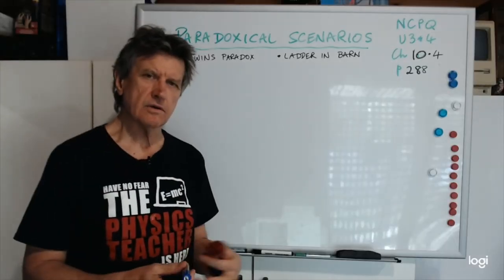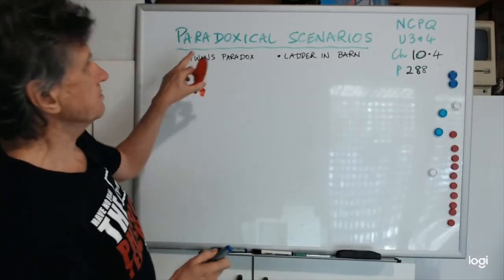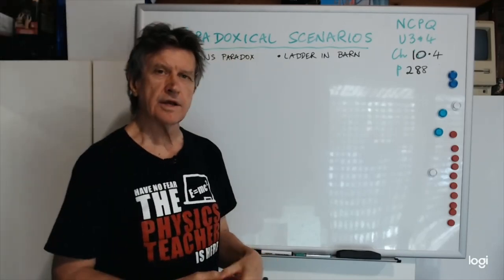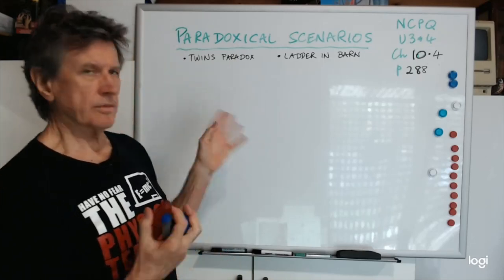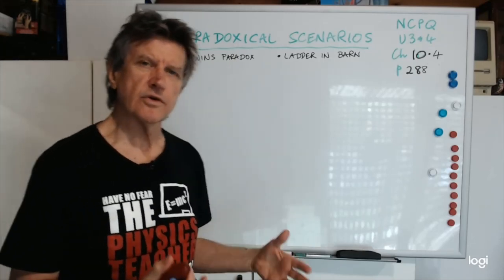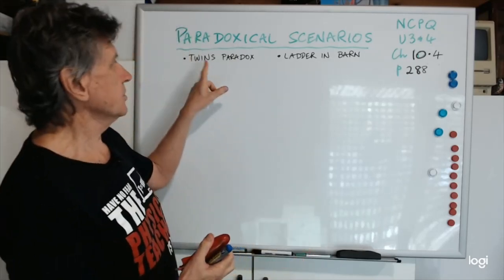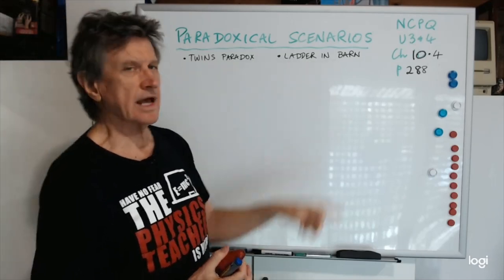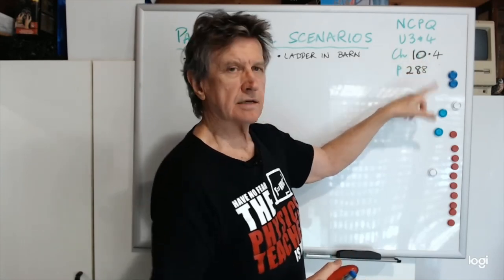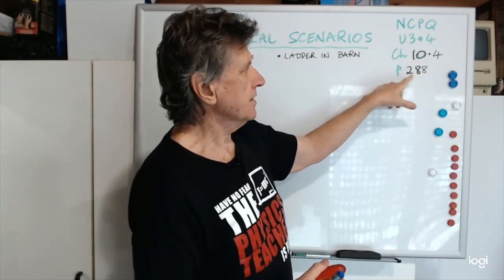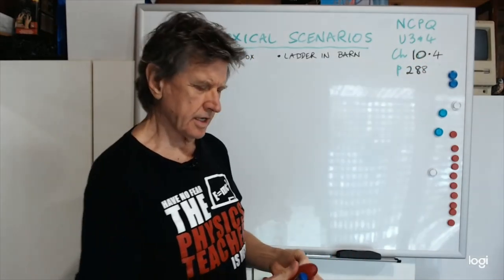Okay, in this video I want to have a look at what the syllabus calls paradoxical scenarios. There's actually three that the syllabus talks about, but I'm going to talk about two today because we've already done the third one. I'm going to talk about the twins paradox and the ladder in the barn paradox. Now these are out of the text, chapter 10.4. They start on about page 288.